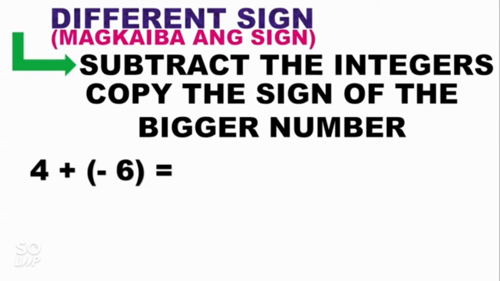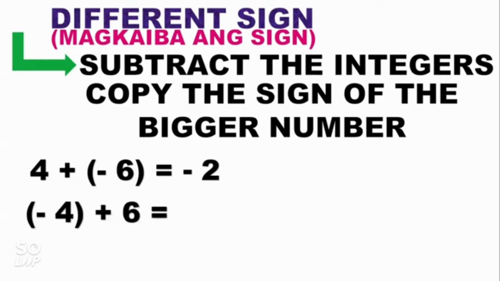Okay, example natin. 4 plus negative 6. Positive ang 4, negative ang 6. So, different sign o magkaiba ang sign. Ang gagawin natin, subtract natin. So, 6 minus 4 equals 2. And then, copy the sign of the bigger number. Alin ang mas malaking number? Yung 4 ba o yung 6? Ang mas malaking number is 6, which is ang sign ng 6 ay negative. So, we have negative 2. Yun yung susundin nating sign. Yun ang kokopyahin nating sign.